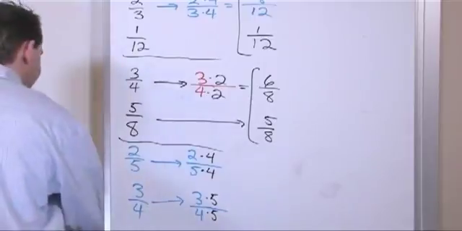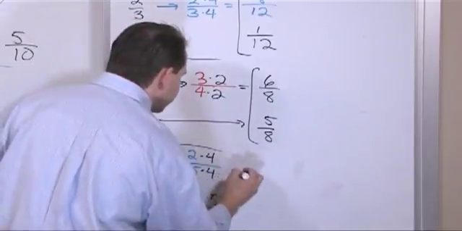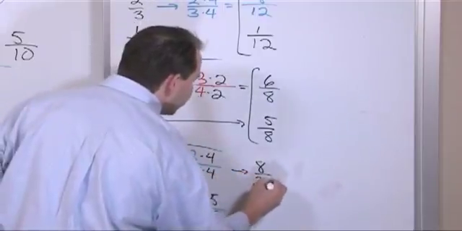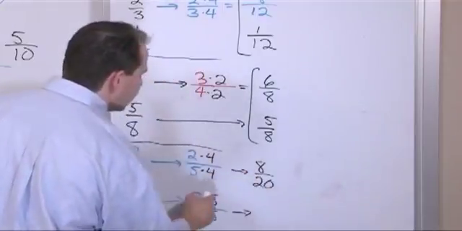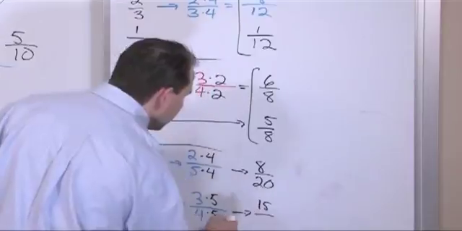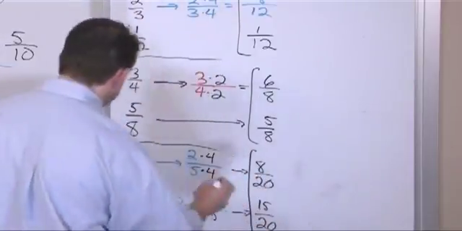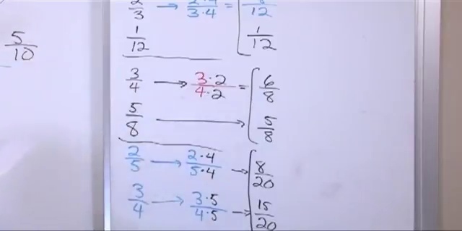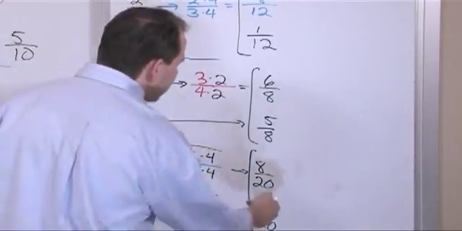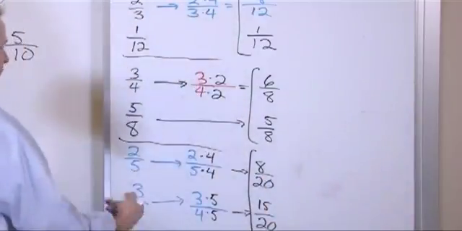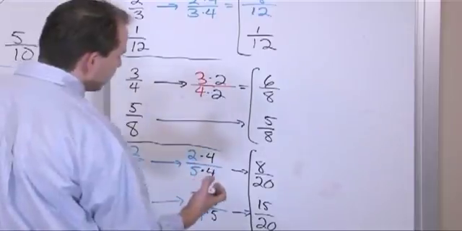So this top fraction would be 2 times 4 is 8. 5 times 4 is 20. Bottom fraction, 3 times 5 is 15. 4 times 5 is 20. These two fractions represent exactly the same amount of stuff, just like before. Now we have a common denominator of 20. So these fractions could be added, subtracted, whatever I wanted to do later down the road when we get there.